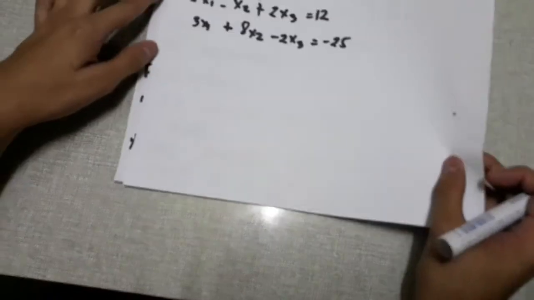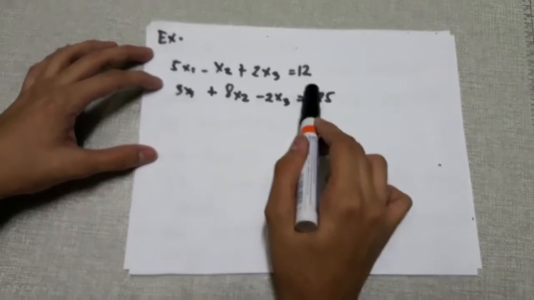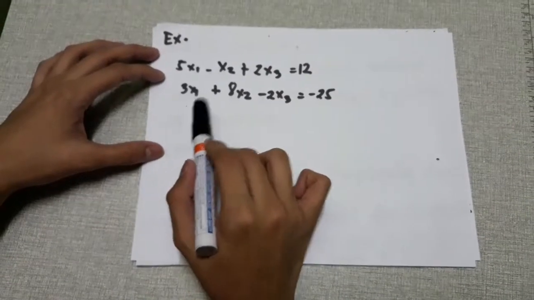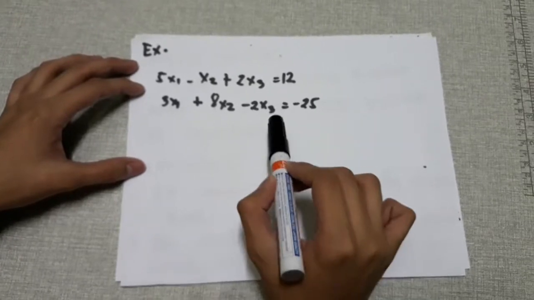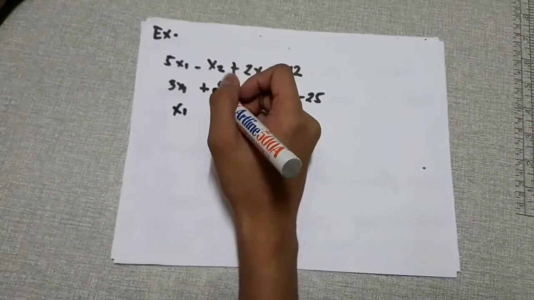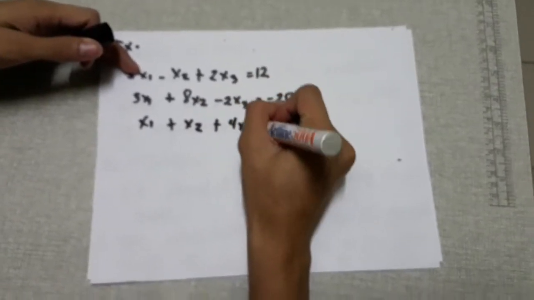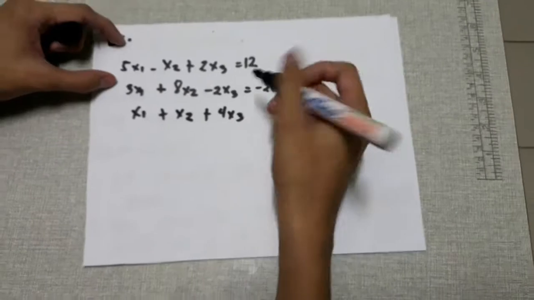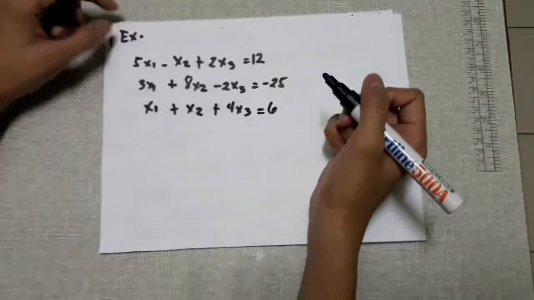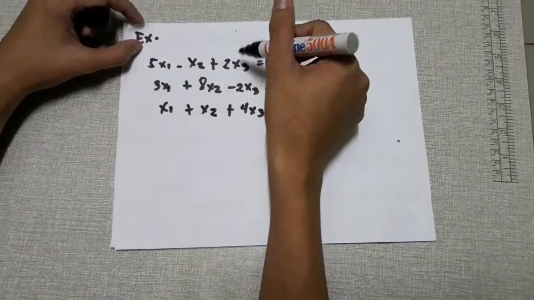So let's have an example. My example is 5x sub 1 minus x sub 2 plus 2x sub 3 is equal to 12. And 3x sub 1 plus 8x sub 2 minus 2x sub 3 is equal to negative 25. And the last is x sub 1 plus x sub 2 plus 4x sub 3 is equal to 6.